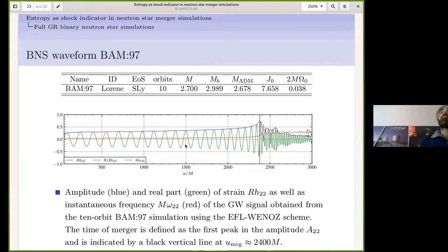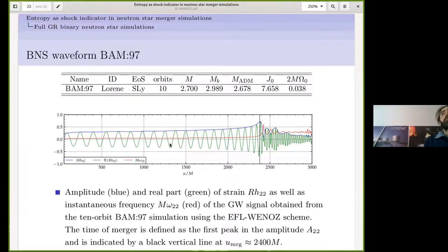So this is for a longer simulation. Here we have 10 orbits with the same SLy equation of state. It's almost the same as the previous configurations, just we put the two neutron stars a little bit farther apart so they can go around a little bit longer. And here we see the amplitude of the wave train. This is a typical wave train that we see in gravitational wave astronomy. It's really nice, symmetric, and the amplitude is increasing. And here it takes the maximum value. So here is the merger. And then we have this remnant, as I showed you before, and then a new neutron star is created here, as we can see.